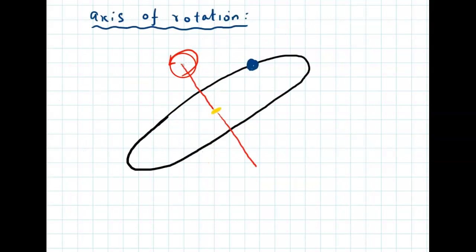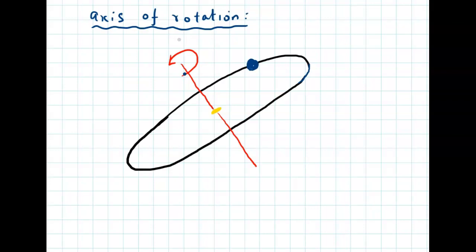Here is the axis of rotation. If you draw a normal to the plane of the circular path, and it rotates counterclockwise, this line drawn perpendicular to the plane of the circular path is known as the axis of rotation.